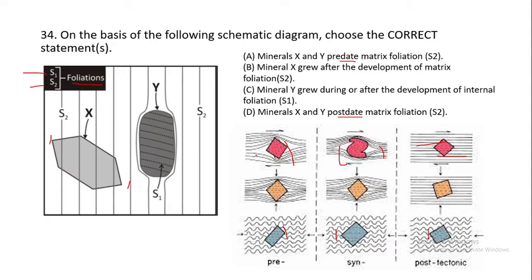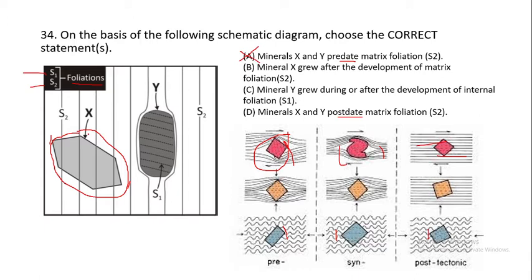Now option A. There are two crystals. Let us see what this option says. First, mineral X and Y predate matrix foliation S2. Predate means pre, it will be formed before the deformation. Here you can see the foliations are present inside this crystal, isn't it? In S2 it is not predate. So option A is wrong.